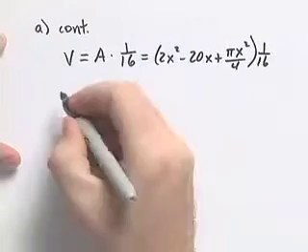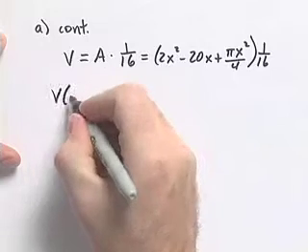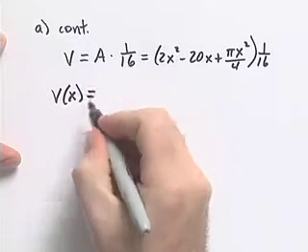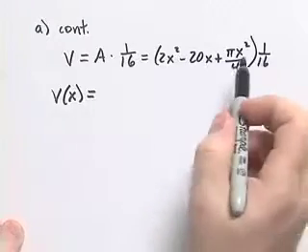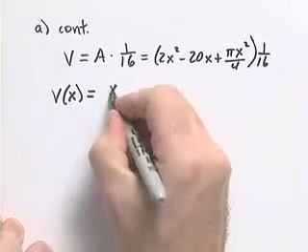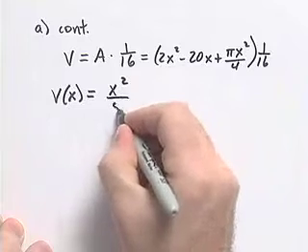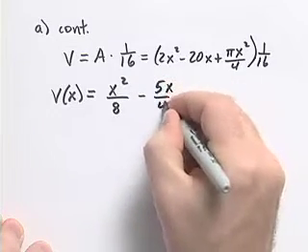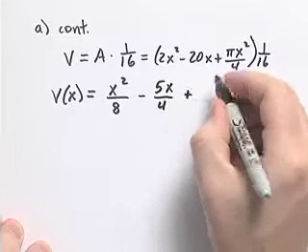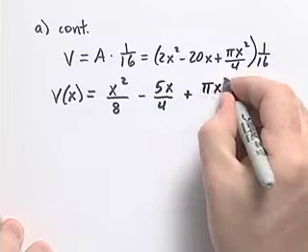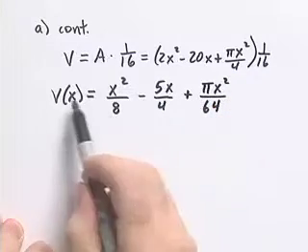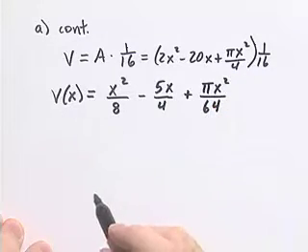Now that we've written an expression for our volume, we want to write it in function notation, since the problem asks us to write a function. Here's our expression. In function notation, we're going to write V of x, so we see that the volume is a function of x. We multiply these two together, our volume will be x squared over 8 minus 5x over 4 plus pi x squared over 64. And so here we have the volume expressed as a function of x alone.